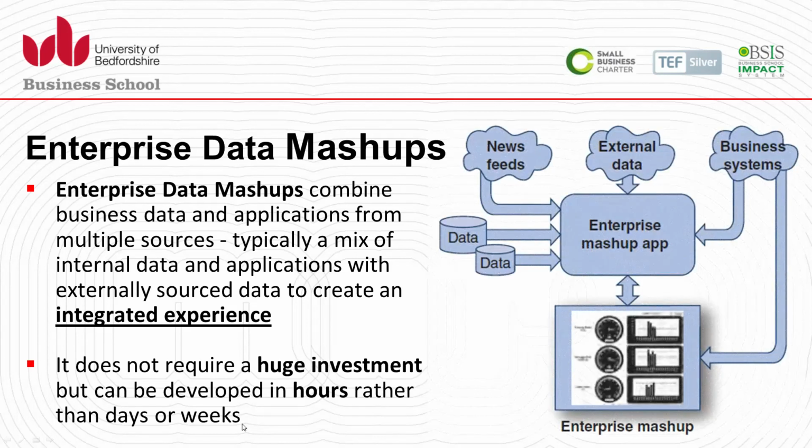So that means the enterprise mashup comes with a set of data from internal sources and external sources, different news data, or data from different databases. So mashup examples are sets that combine a number of data sources, and as a result it creates a new service.